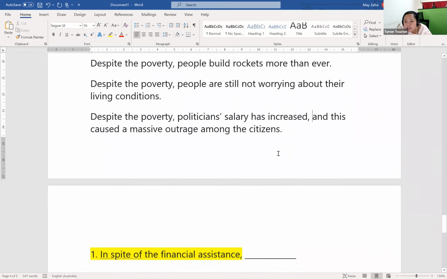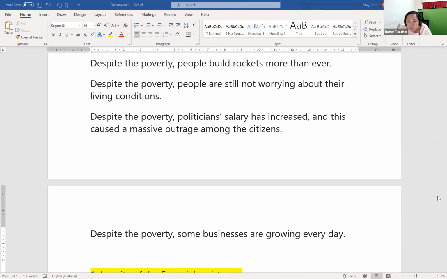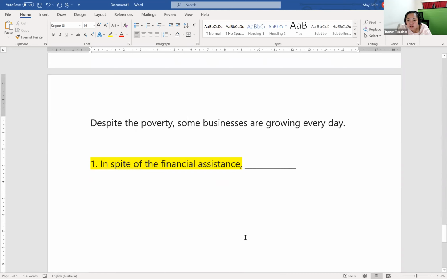Despite the poverty, some businesses are growing every day. Yes. That's correct. Some businesses, not same, Neda, some. Yeah. Some? I put I. Okay. Yeah, some. Just be careful with your spelling, but it changed the meaning of the word. Thank you. No worries. In spite of the financial assistance, some people are still complaining that the funds they have received are inadequate. Yeah, good. Well done.